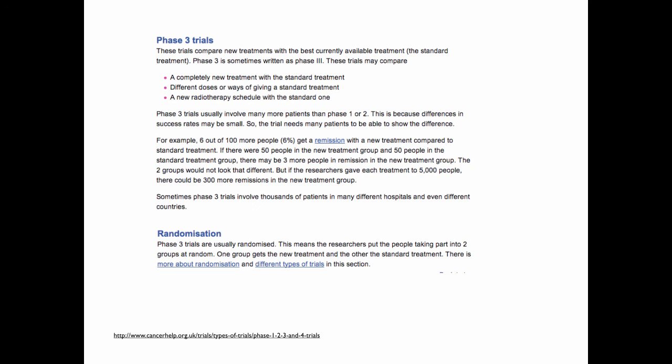But if the researchers gave each treatment to 5,000 people, there could be 300 more remissions in the new treatment group. And sometimes, and often, phase 3 trials involve thousands of patients in many different hospitals in different countries. Most trials in phase 3 are randomized. That means the researchers put the people taking part into 2 groups at random. One group gets the new treatment and the other the standard treatment.